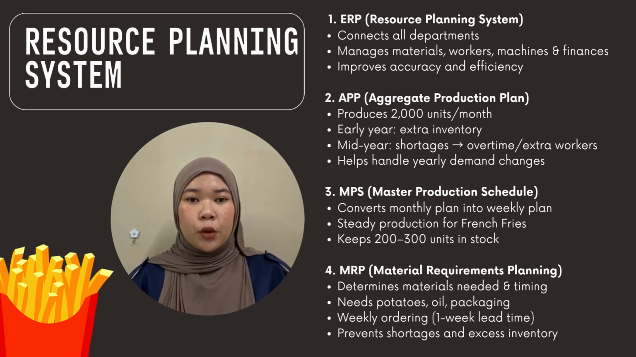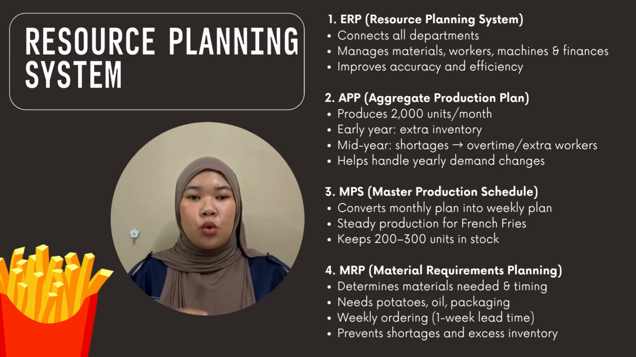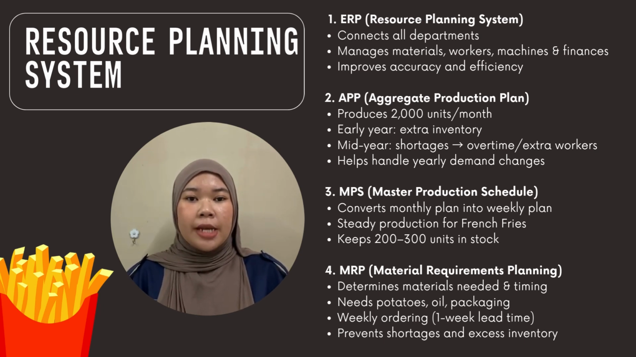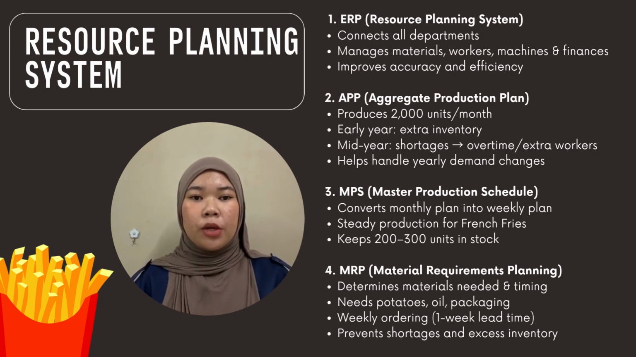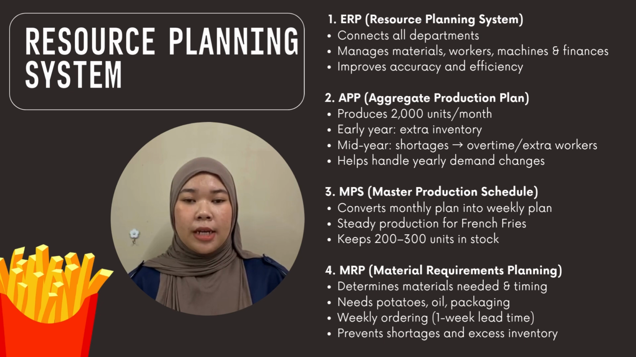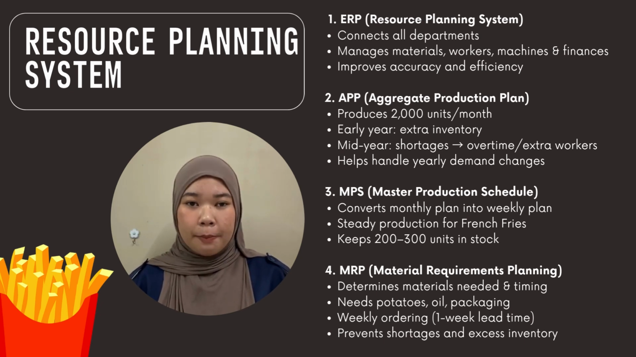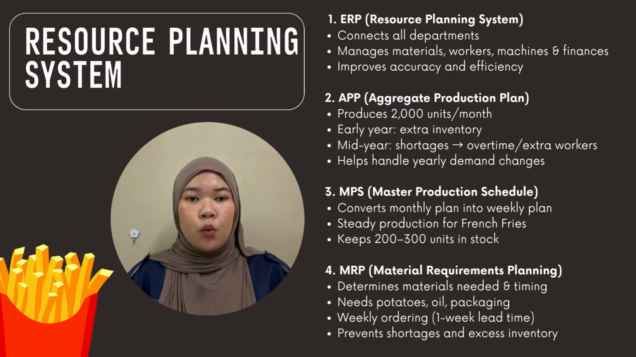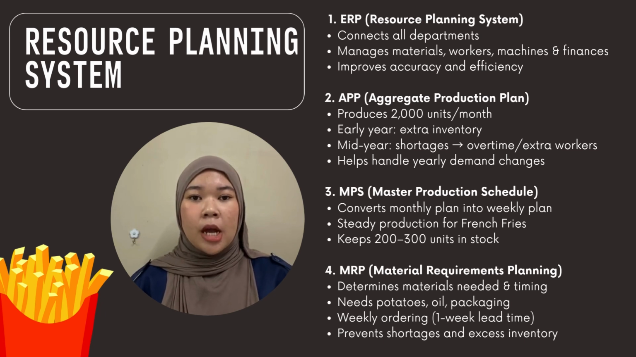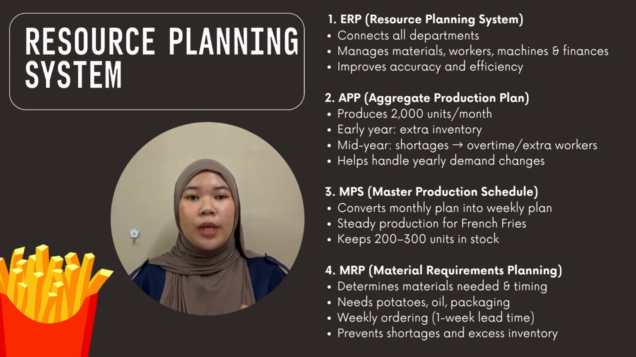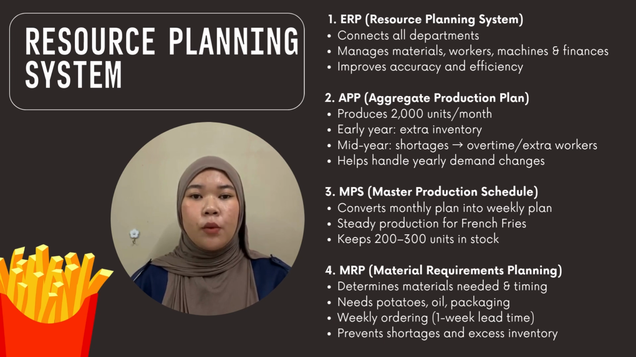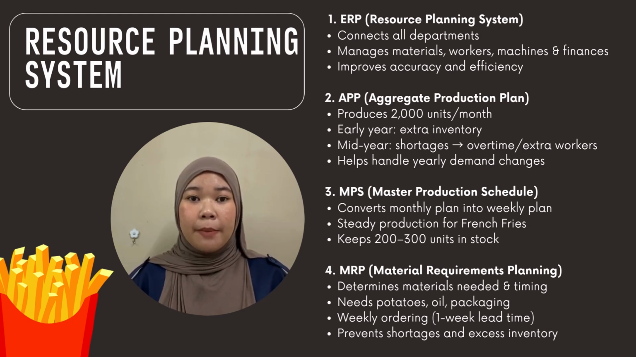Then the master production schedule (MPS) changes the monthly plan into weekly production. For French fries, weekly production stays steady so McDonald's can keep 200 to 300 units in stock and avoid running out. Finally, material requirement planning (MRP) decides what materials are needed and when. Each fries unit needs potatoes, oil and packaging. With a week lead time, McDonald's orders material weekly to make sure everything arrives on time. In summary, ERP, MPS and MRP help McDonald's meet customer demand and manage resources smoothly.